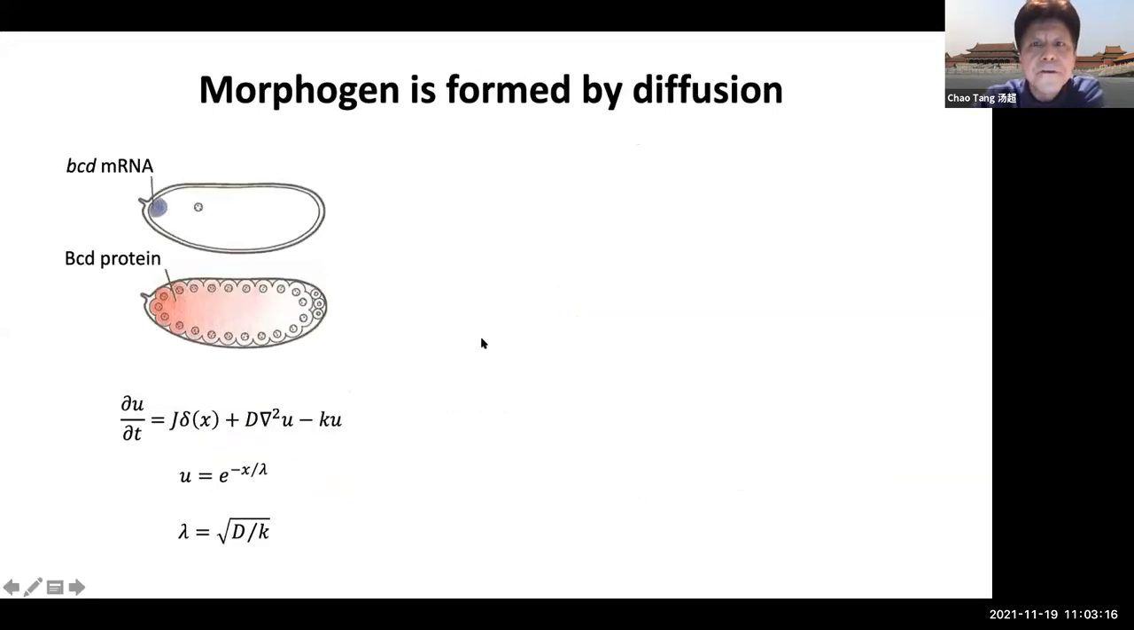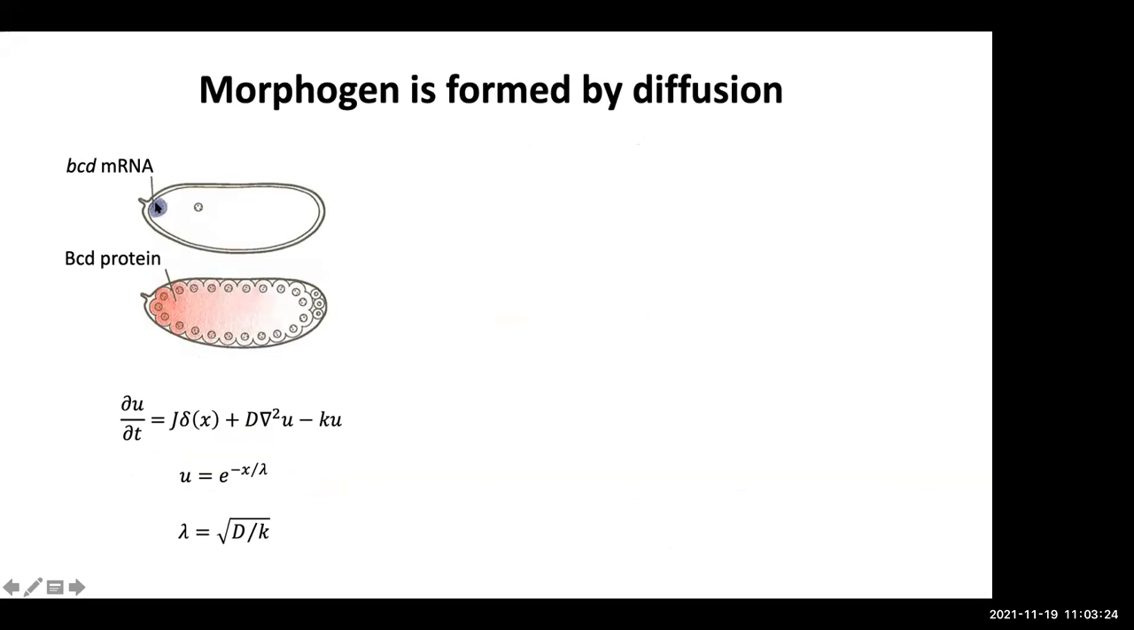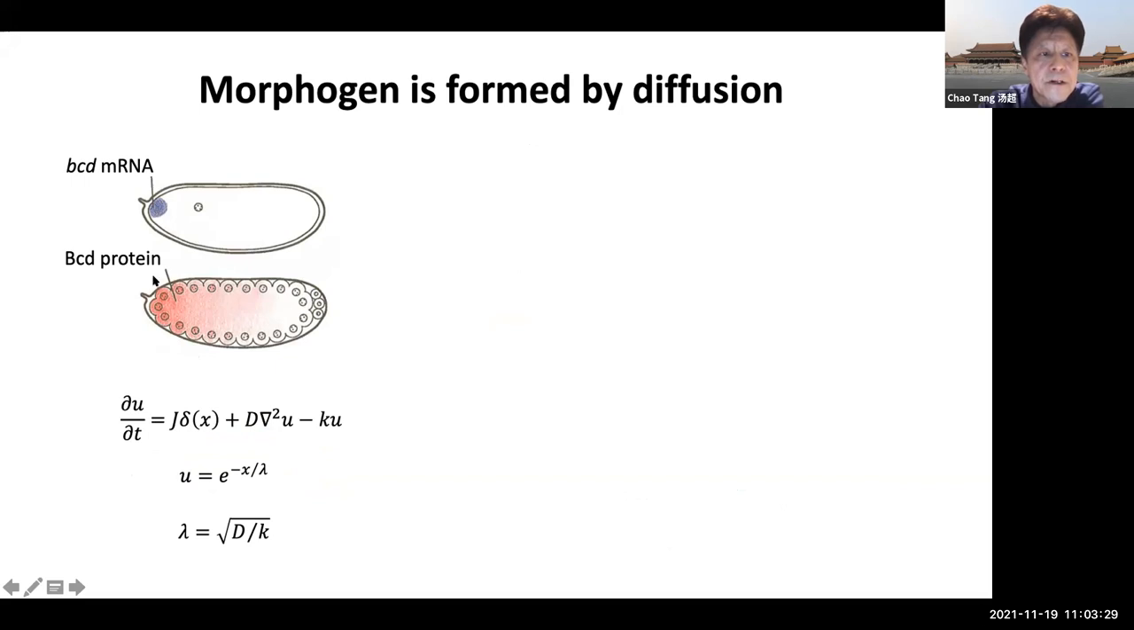Okay. And the morphogen is usually formed by diffusion. So for example, in Drosophila, there's a bicoid mRNA deposited by the mother, and the protein is made at the head, and it diffuses across the entire embryo, but at the same time is being degraded. So if you write down the equation of diffusion with a source and degradation, you get an exponential solution, right? With a typical length scale determined by the diffusion constant and degradation rate.